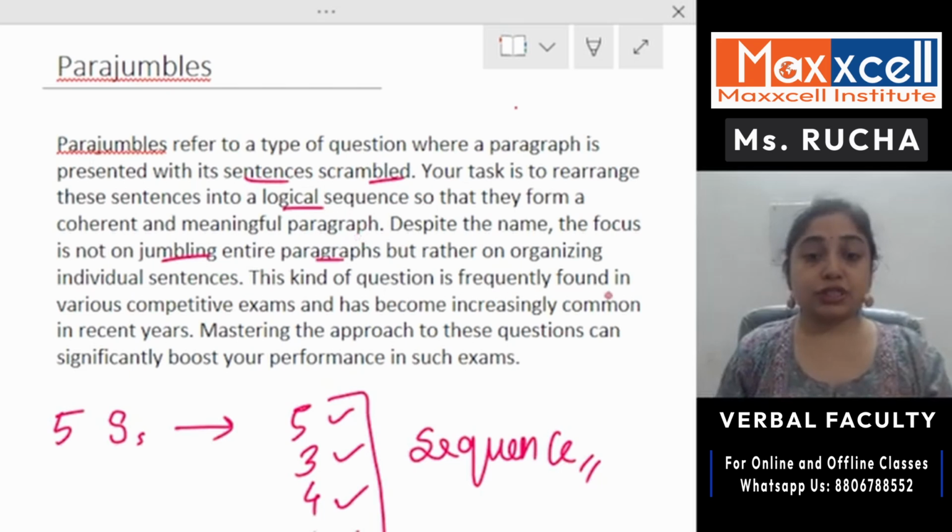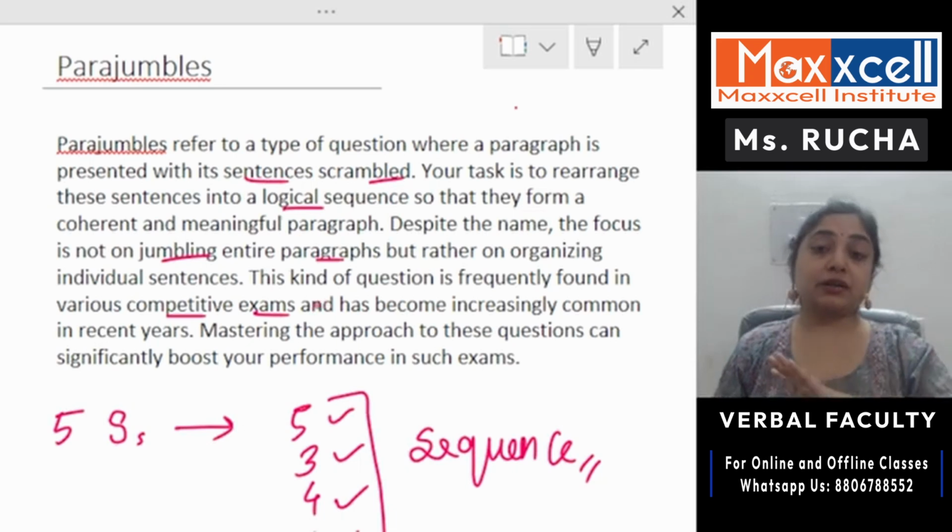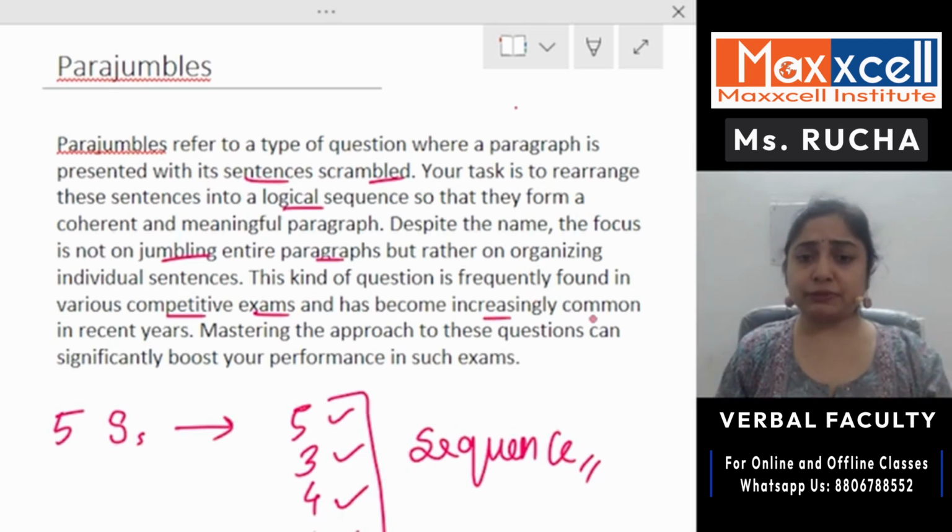This kind of question is frequently found in various competitive exams. Now here we are talking about CAT especially, and in CAT you will get many questions based on Parajumbles. At least from the previous test papers, we can reach this safe conclusion that you will get a lot of RCs, a lot of Parajumbles. So be prepared for that, because this has become increasingly common in recent years, right?